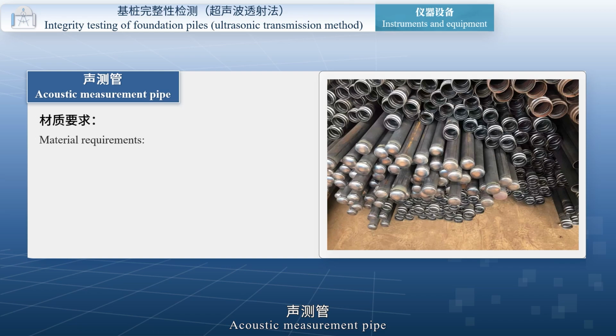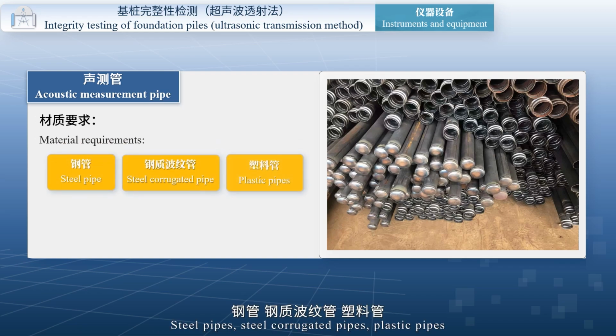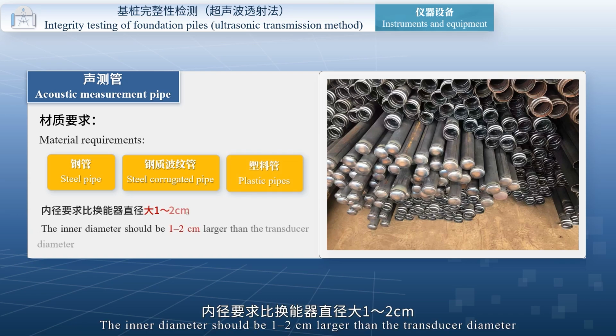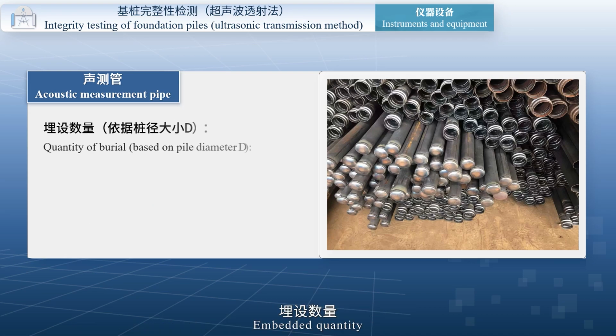Acoustic measurement pipe material requirements: steel pipes, steel corrugated pipes, or plastic pipes. The inner diameter should be 1 to 2 centimeters larger than the transducer diameter. Embedded quantity.